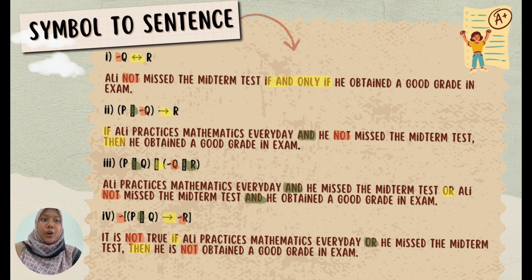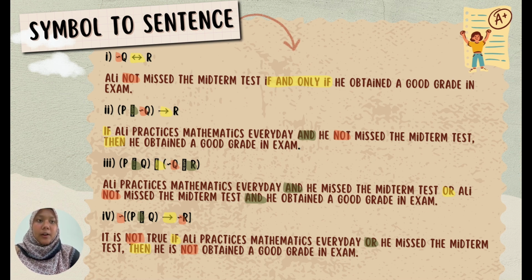Okay, so the first one, not Q, symbol of biconditional to R. So the answer is Ali did not miss the midterm test if and only if he obtained a good grade in exam. So for the second Roman, open bracket, P and not Q implies R. The answer is, if Ali practices mathematics every day and he did not miss the midterm test, then he obtained a good grade in exam.